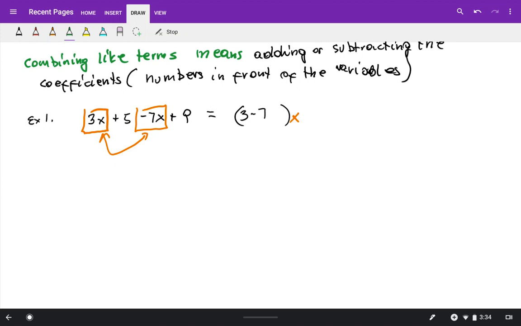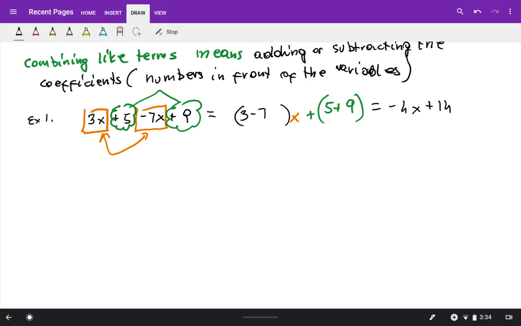And also, the like terms will be, of course, the whole numbers. So I have positive 5 and positive 9. We're just going to add them together because they're both positive. So then I have plus 5 plus 9. And if you want to, you can put the parentheses, okay? It's not really necessary. So let's simplify. We have 3 minus 7, which is negative 4x plus 14. Okay?